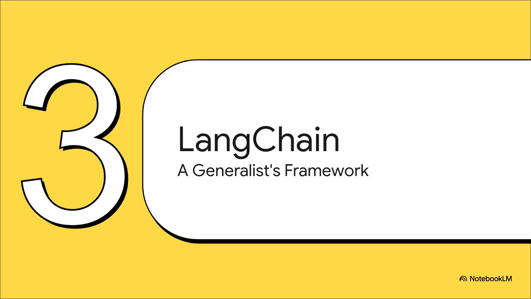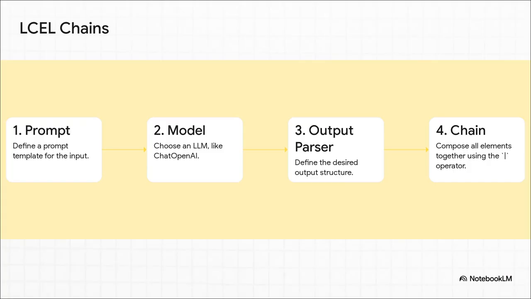Okay, so we've seen the specialist scalpel. Now let's turn to the generalist's Swiss Army knife, LangChain. This is a huge, comprehensive framework that aims to give you pretty much everything you could possibly need to build a complete AI application from the ground up. The core idea in LangChain is something called the LangChain Expression Language, or LCEL. The whole idea is that every little piece, a prompt, a model, a parser, is its own component, and you compose them into a sequence, or a chain, using this pipe operator.